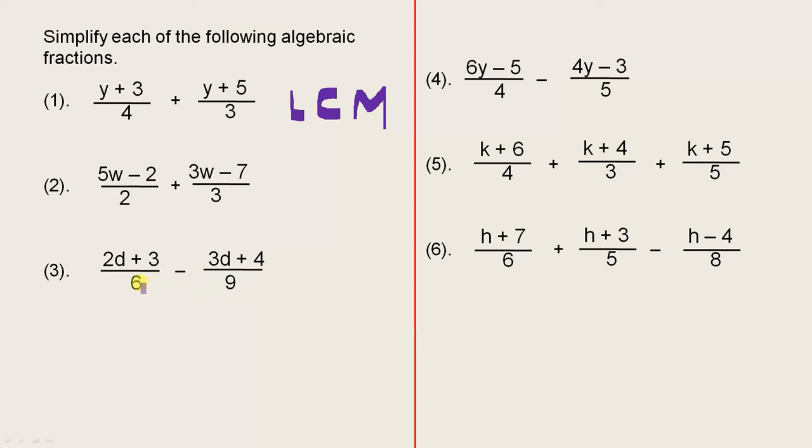Now, here we've got 6 and 9. If you go 6 nines are 54, now 6 and 9 will divide into 54, but that's not the lowest common multiple. When you find the lowest common multiple, it makes your working easier. So remember, find the lowest number that 6 and 9 will divide into. It's the same here. Over here, it's exactly the same principle.